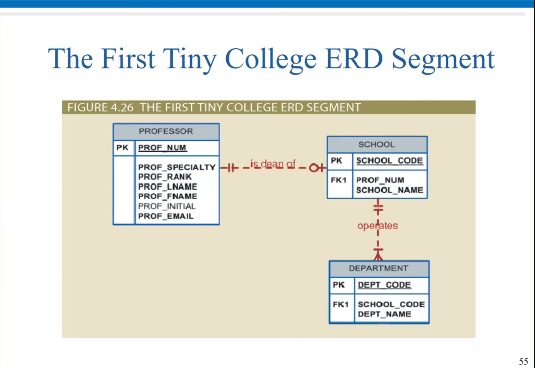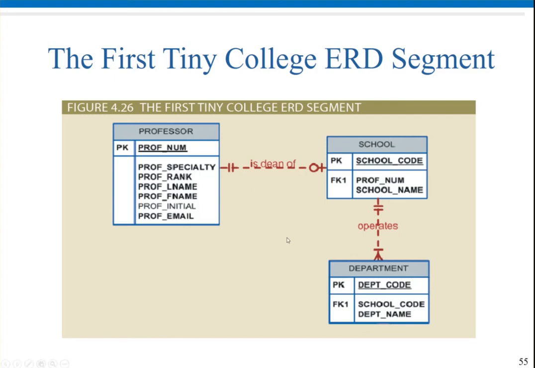Then each school has several departments in here. So you can have as many departments as you want, and it could be School of Technology, School of Education, School of Business, so on and so forth. And so we're going to have a department code, and of course we have a school code. So now we have, again, a department can be associated with only one of the schools.